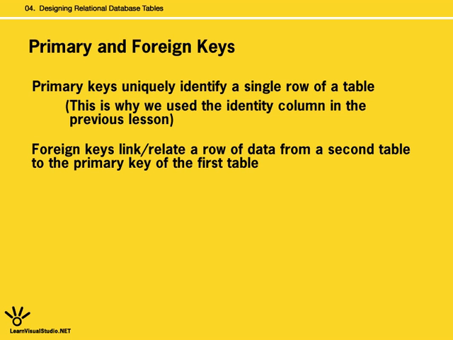The second type of key is a foreign key. This allows us to imply that there's a relationship between one or more records in the second table and a single record in the first table. And so this is where a quick visual example might really help out.